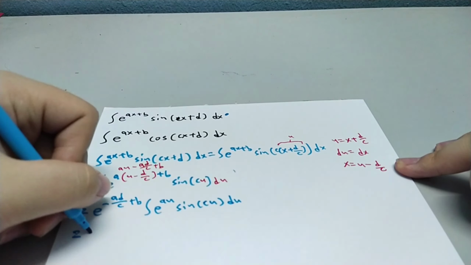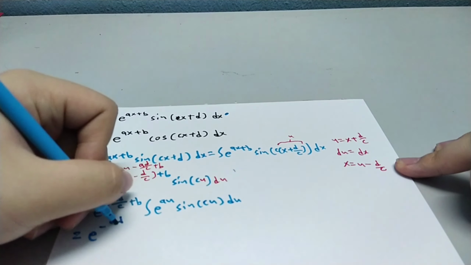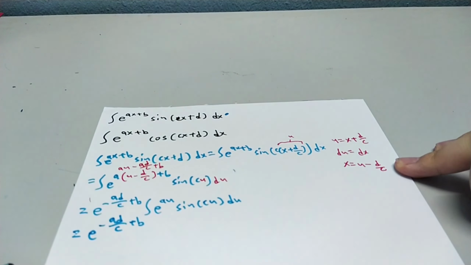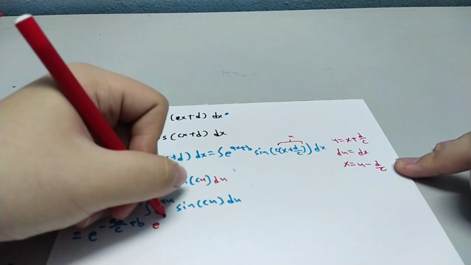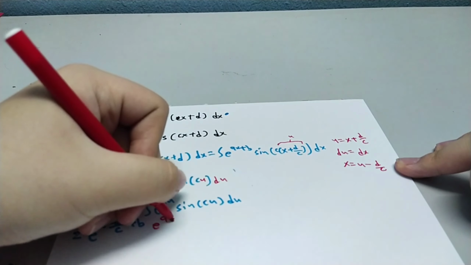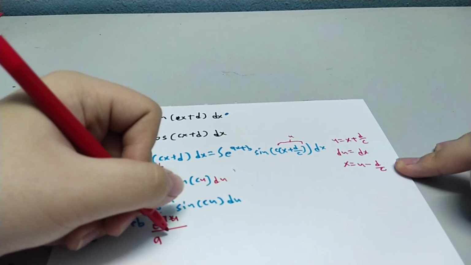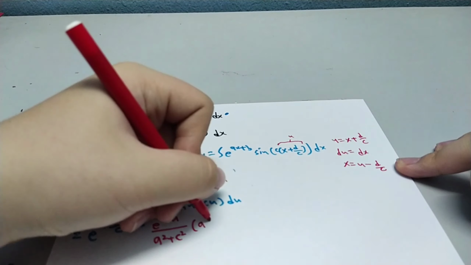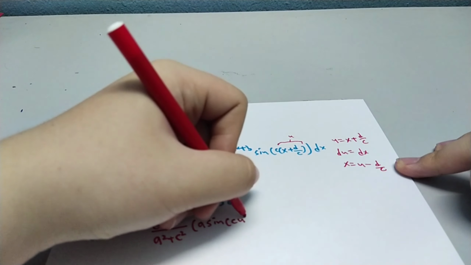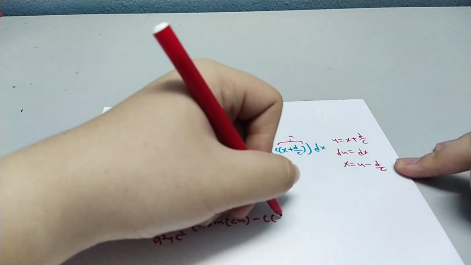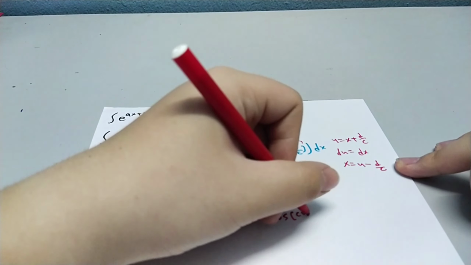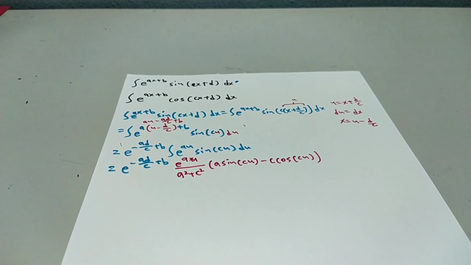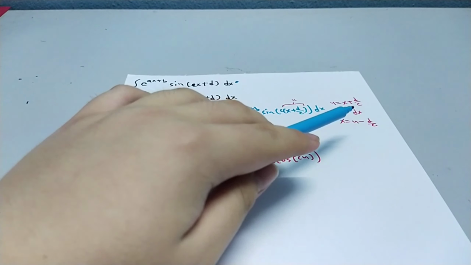du, which is equal to e^(negative ad over c plus b) times, remember the shortcut from before, e^(au) over (a squared plus c squared) times (a sine of cu minus c times cosine of cu). And then we are going to undo the substitution. u is equal to x plus d over c.